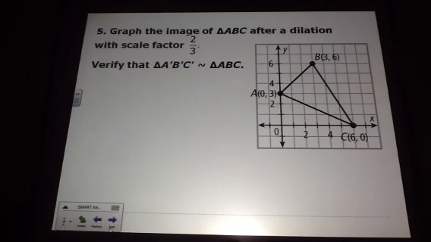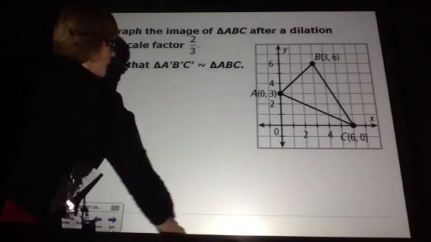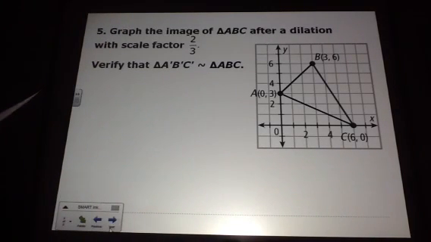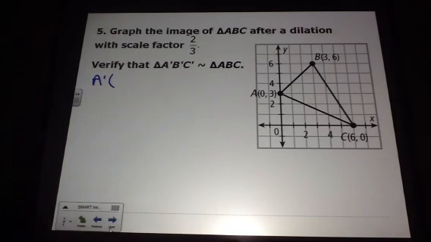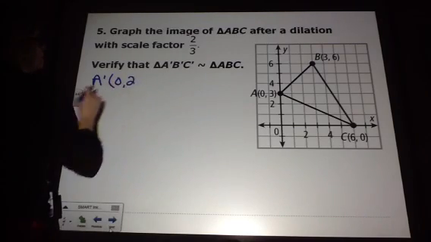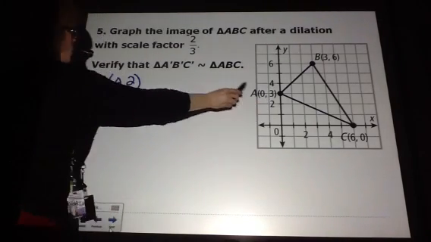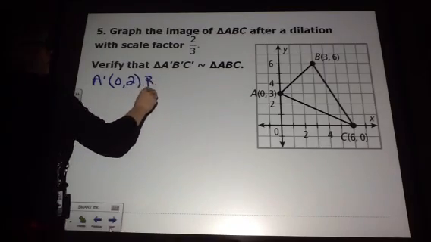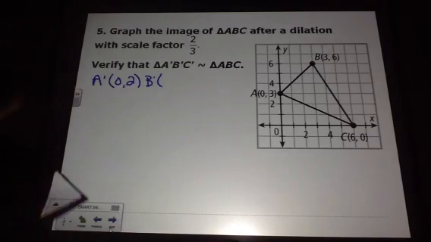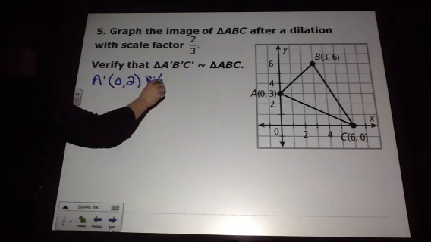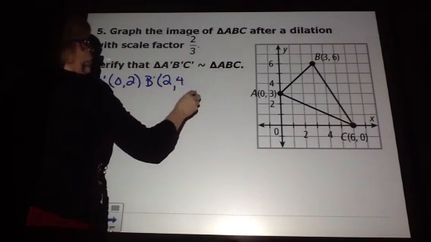Alright, graph the image of triangle ABC after dilation with the scale factor 2/3. Verify that the triangles are similar. Okay, I'm not going to graph, but what I'm going to do is list the coordinates for that image. So for A, if we take A and use a scale factor of 2/3, 3 times 2/3 is 2. For B prime, we'll have 3 times 2/3, which is 2, and 6 times 2/3, which is 4.